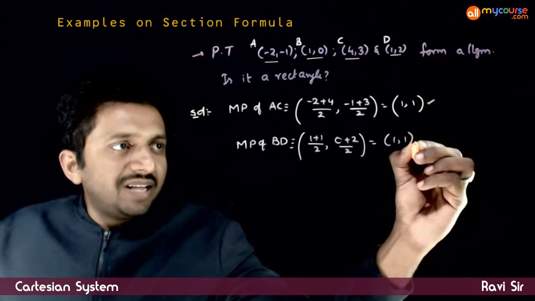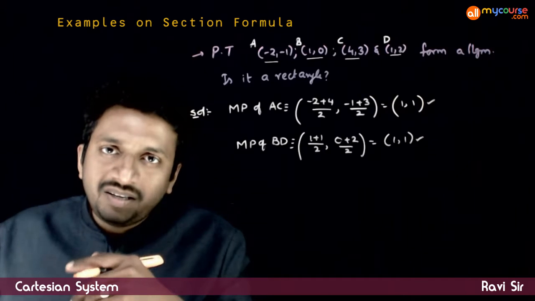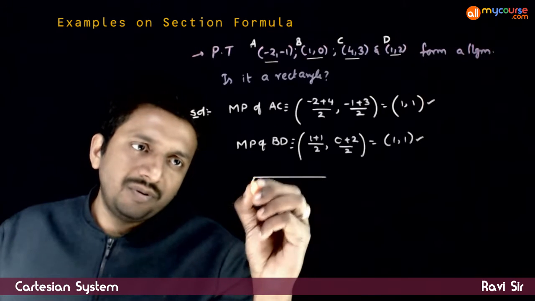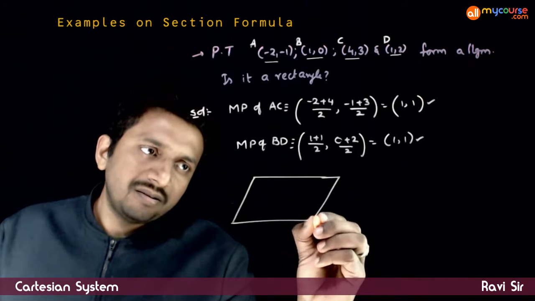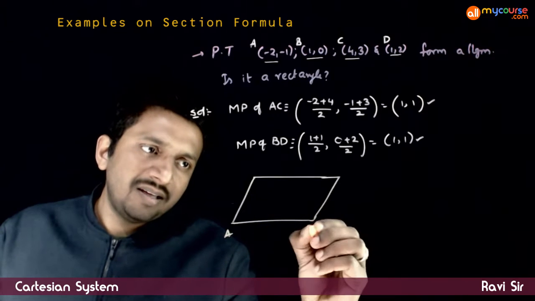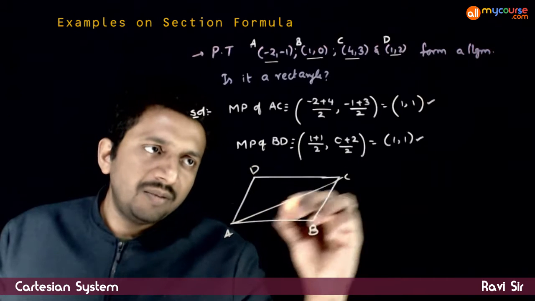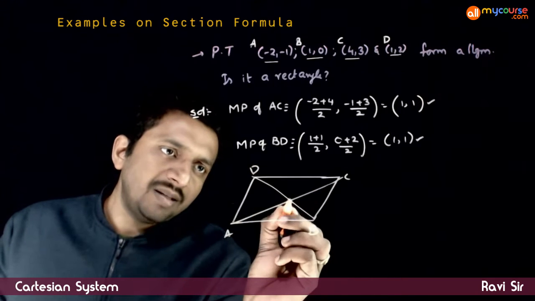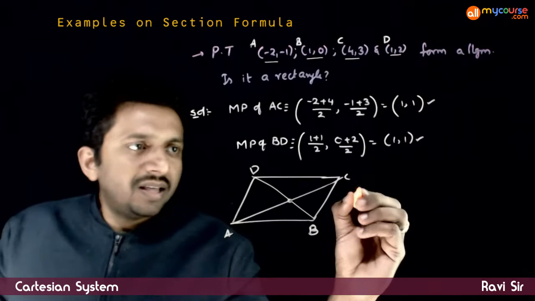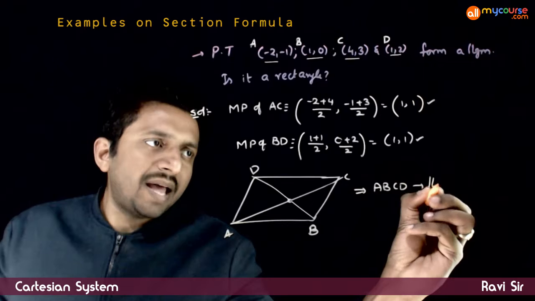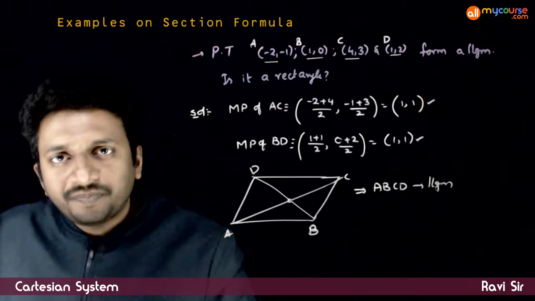So the midpoint of AC is same as the midpoint of BD. That means diagonals bisect each other. So if you take the figure, it looks something like this: A, B, C, D. We have seen that the midpoint of AC and the midpoint of BD is same. Hence, ABCD is a parallelogram. There's no doubt about it.